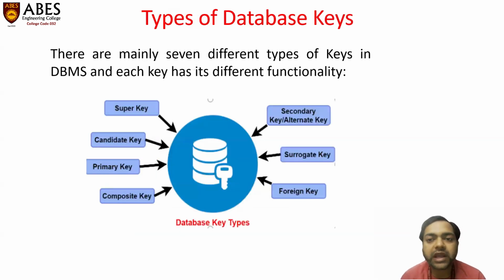Now we have different types of database keys in our relation. You can see that we have super key, candidate key, primary key, composite key, secondary or alternate key, surrogate key, and foreign key. We'll discuss each one by one, its functionality, with the help of an example.